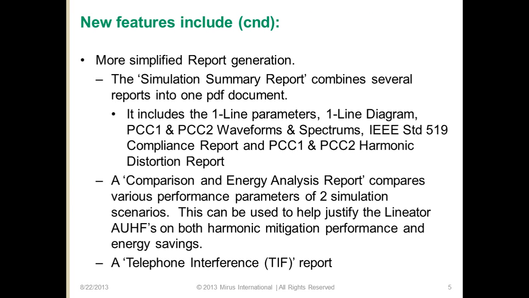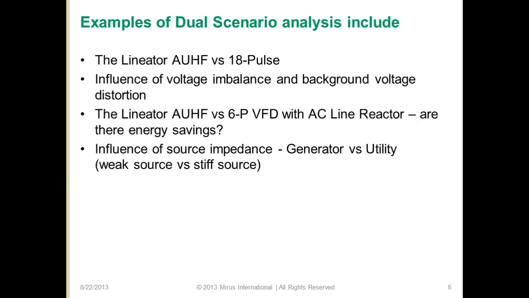Examples today will include the Lineator AUHF versus 18-pulse drives. We will demonstrate how 18-pulse drive performance drops off with even low levels of voltage imbalance and voltage distortion. We will also compare a VFD with the Lineator AUHF versus a VFD with an AC line reactor. We will show that energy savings can result when power system transformers and cables are included. And we will demonstrate the influence of the source impedance on harmonic distortion in a generator versus utility application.